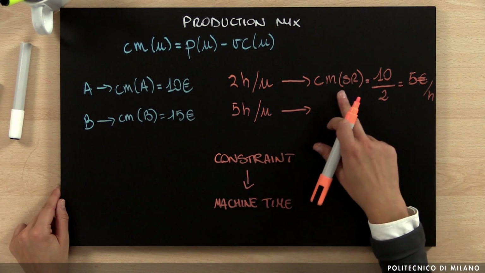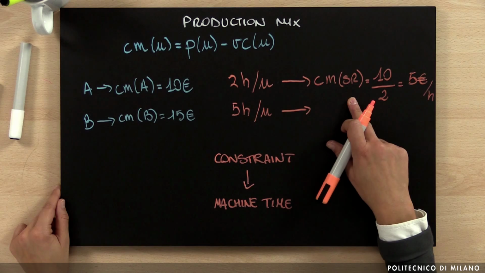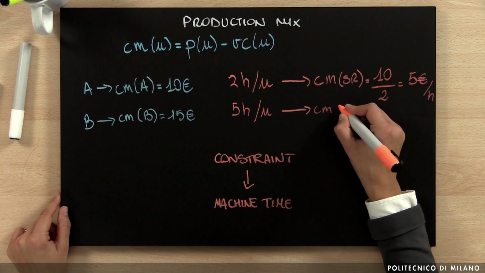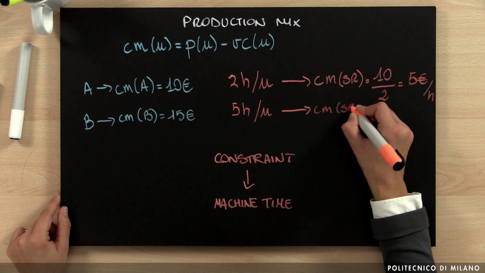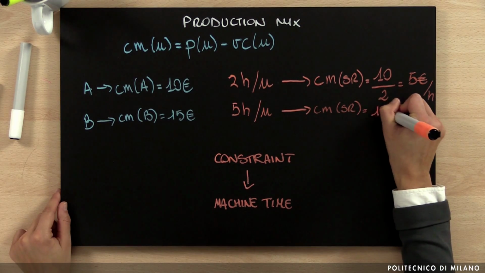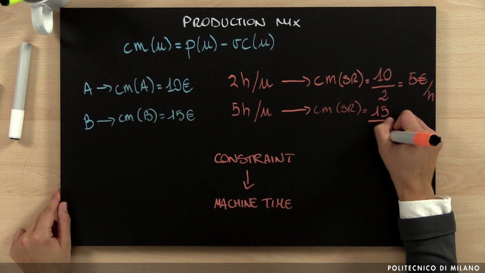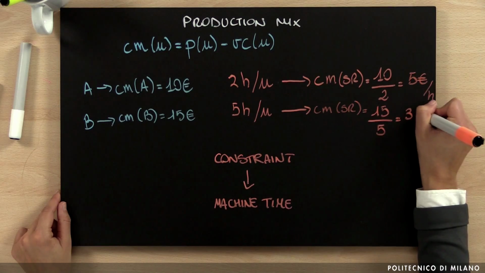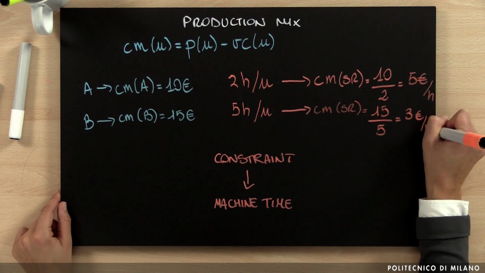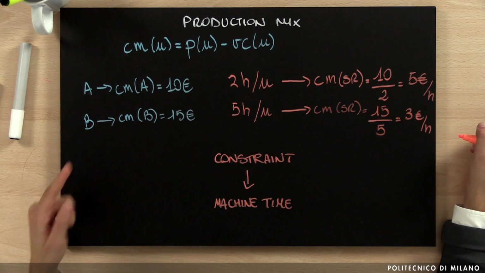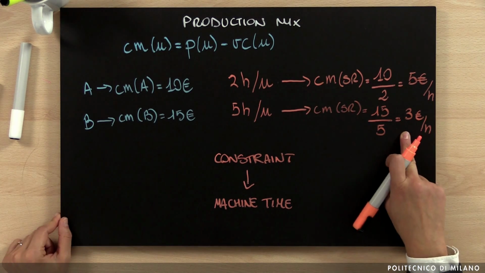If we do the same, if we calculate the contribution margin per scarce resource of our product B, we will have that the contribution margin of the scarce resource, which is the machine time, will be 15 euros divided by 5 hours for realizing 1 unit. So we will have 3 euros per hour. That is to say, if we use the machine for 1 hour in order to realize the product B, we will obtain a contribution margin of 3 euros.